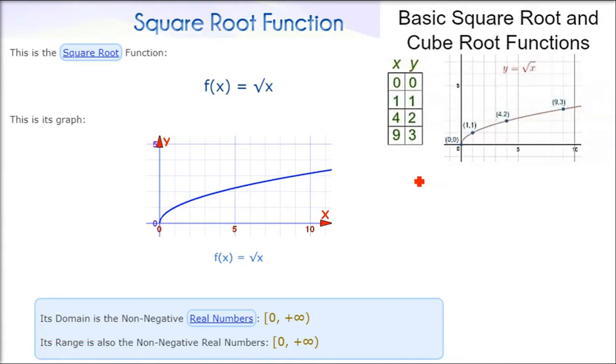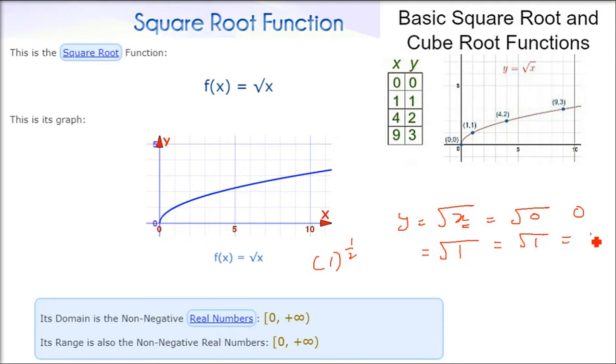Now let us draw it. See here, these are the values. When we put x as 0, y is 0. Now put it here, y is under root x. So under root 0 is defined as 0, because 0 is basically 0 raised to the power half, and 0 to the power anything will be 0. Now under root 1, 1 to the power anything is again 1. So it will be 1.